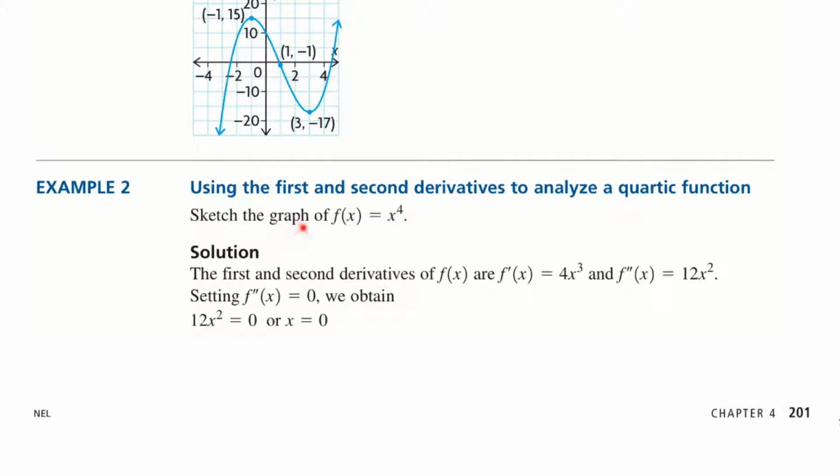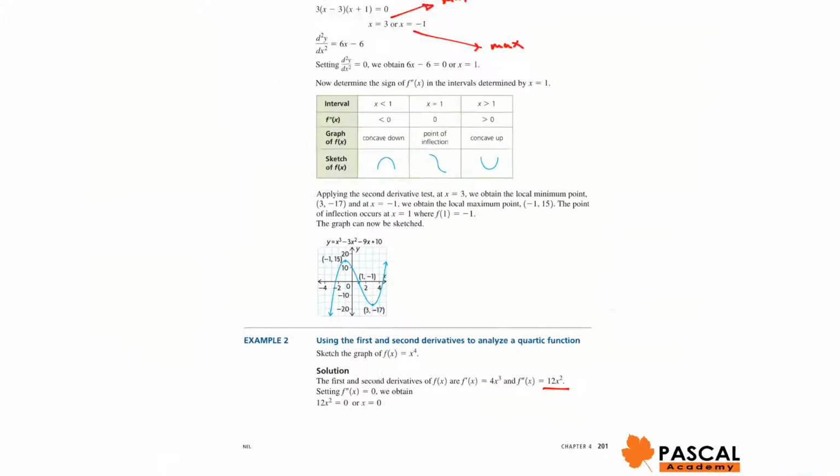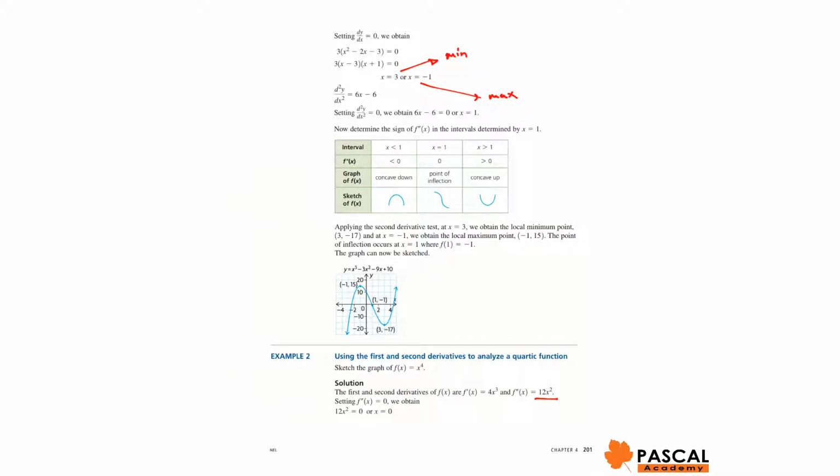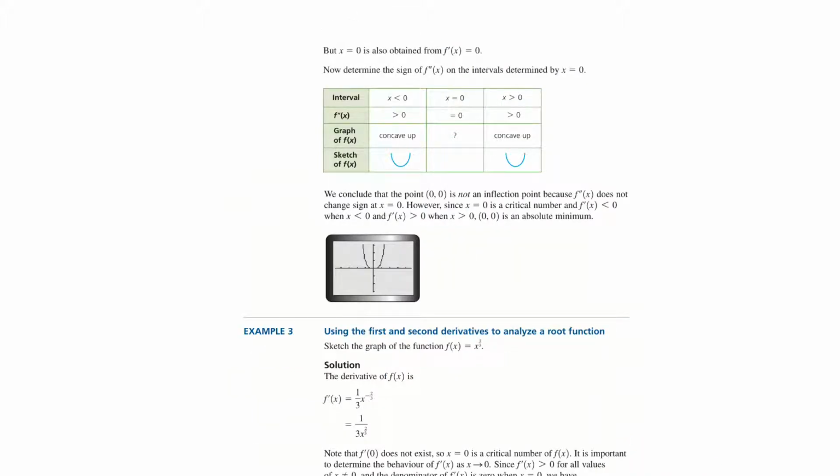Next question, next example. Sketch the graph of y equals x^4. First derivative is 4x^3, second derivative is 12x^2. Second derivative is 0 at x equals 0, but otherwise is always greater than 0. This means (0, 0) is not a point of inflection of the graph of the function.